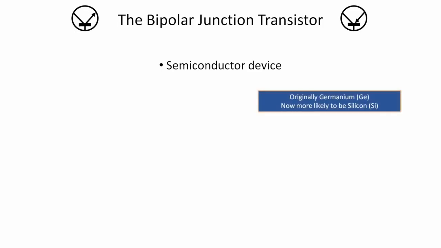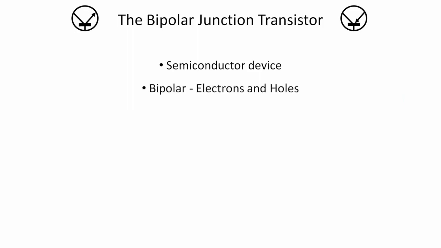The bipolar junction transistor then is a semiconductor device, originally made from germanium, but now more likely to be silicon, although germanium transistors certainly still do exist. It's called bipolar because its operation is governed by both electrons and holes.